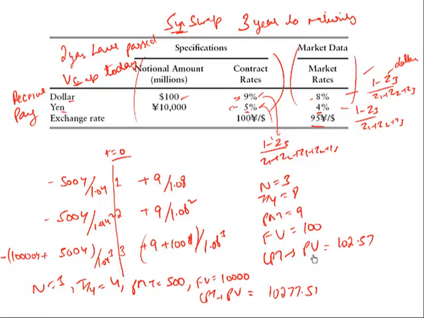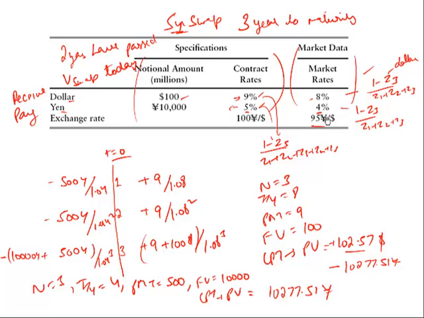So please verify that the dollar value will come out to be 102.57 and the yen cash flows will discount back to a value of 10277.51 yen. This is a positive value to us since we are the receive dollar, and this will be a negative value. However, before we can execute the difference, we either need to convert the dollar into yen or we need to convert the yen into dollar.